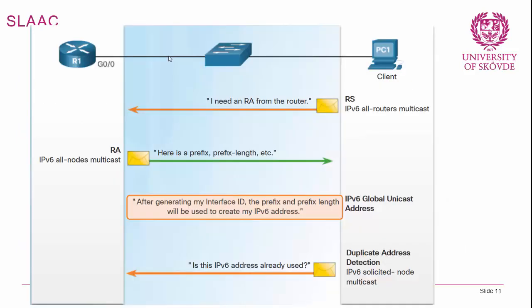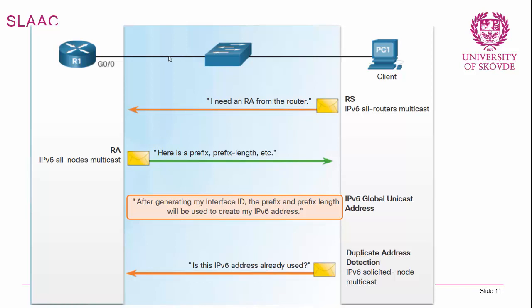So let's look at the packets going back and forth here. What happens when the client enters a network and is configured to use IPv6 is that it will send an all-routers multicast router solicitation message, and what it's going to say is, hey, I'm up here, I need a router advertisement from a router. And the router then will send back the router advertisement saying, okay, here is a prefix, a prefix length, and so on and so forth, and it's going to do this using the all-nodes multicast. And what happens then is that the client says, oh, nice, and then it's going to compute its full global unicast IPv6 address, and before it's done, it's going to do the DAD, or the duplicate address detection process, which is a multicast that's going to be sent out on the local network and say, hey, is this IPv6 address already used? And if it doesn't get a reply, it's going to say, okay, that's nice.